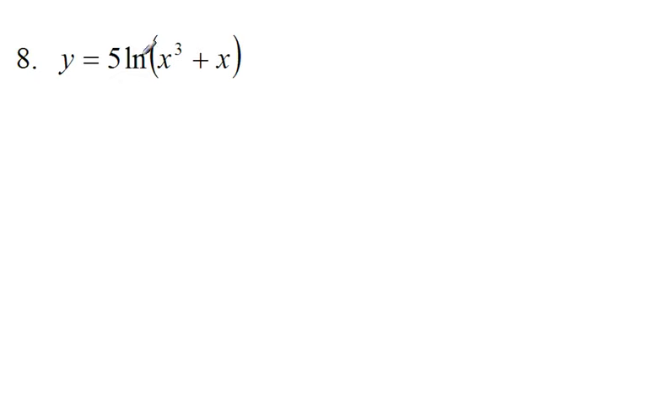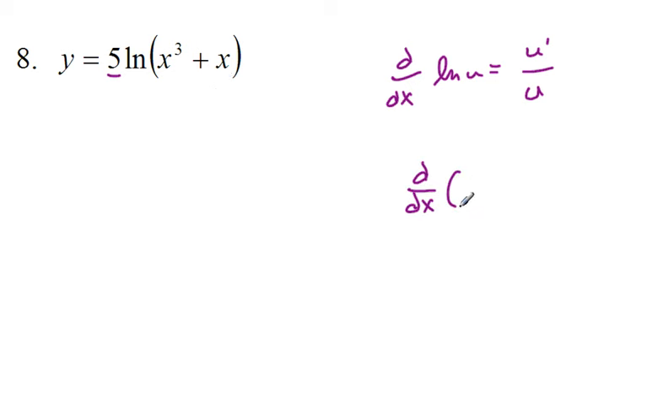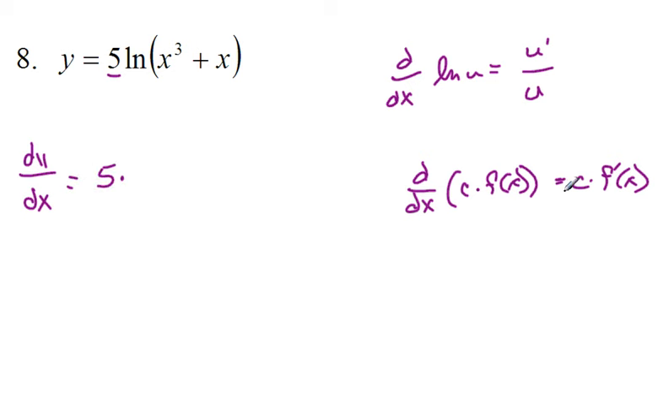All right, our last problem is natural log. It helps to remember that the derivative rule for ln u equals u prime over u. Like in the previous ones, this 5 is where we've got the derivative of a constant times a function, which is simply the constant times f prime. So when I take my derivative, I have 5 times, because 5 is my constant, the derivative of this. I put u prime on top, 3x squared plus 1. I put u on the bottom, x cubed plus x.